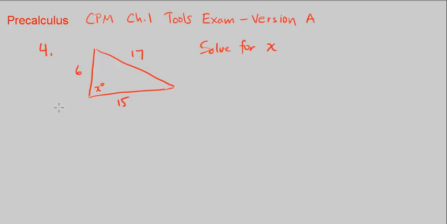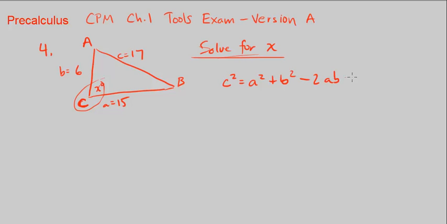So what you had to notice here was you can label this A, B, C. Then this would be little b, little c, little a, right? All we want to do is solve for x, which is the same as here, angle c. Okay, so what we would need to use is the law of cosines. So to solve for x, the law of cosines, remember, is little c squared is equal to a squared plus b squared minus 2ab times cosine of angle c, right?